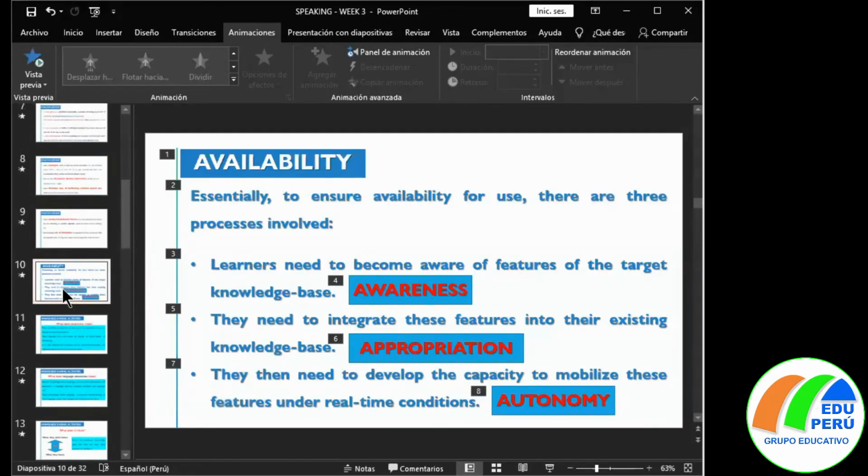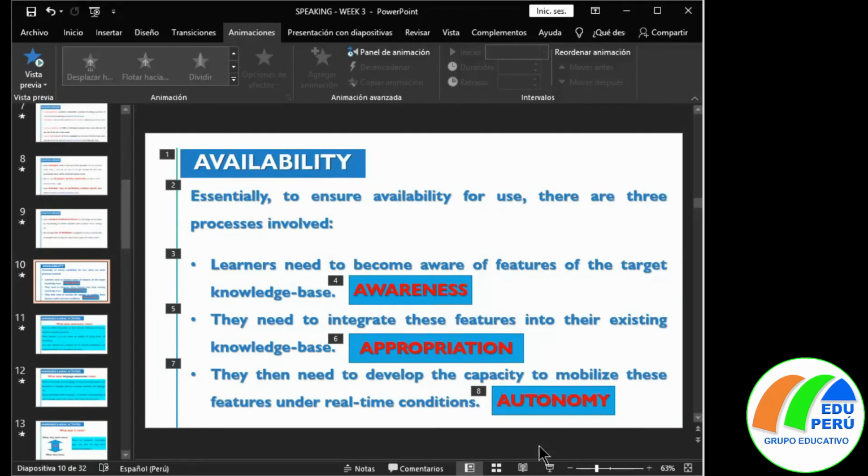Remember, availability is divided in three processes. Today we talked about the first process, awareness. So you must be conscious. Remember, all the activities that we have seen before are related to your students being conscious about the language that they are going to use to talk. So they must be conscious of the features of the language that they are going to use to talk.